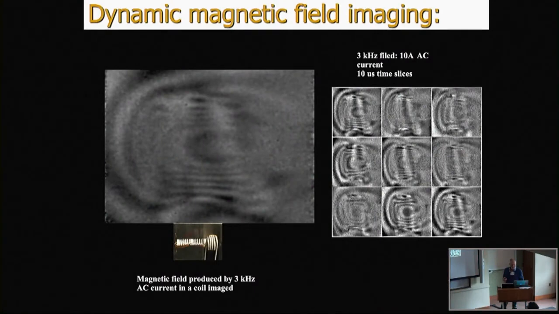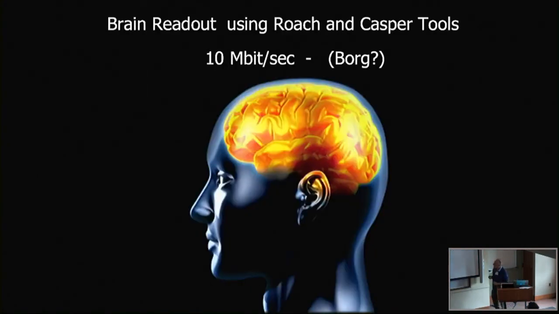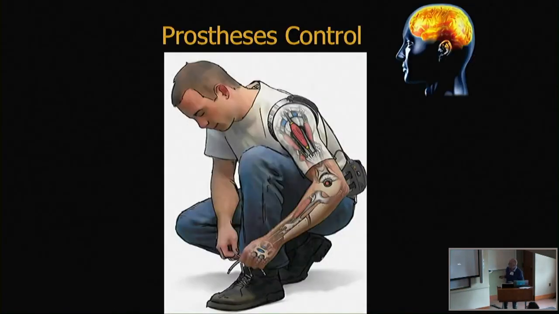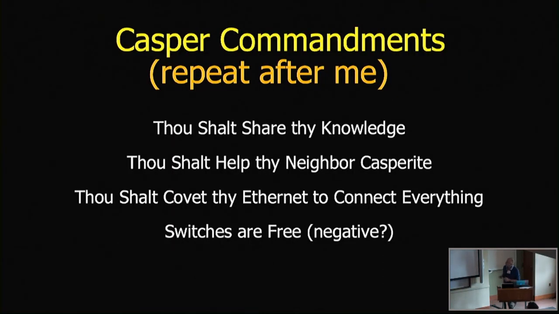We also used it a little bit in medical stuff. We used some CASPER hardware to get data out of a brain. We had electrodes in here. We use undergraduates for this. And we had 256 little electrodes measuring what was going on in your brain, and a radio link and CASPER technology to get the data out. We get about 40 megabits per second out of a guy's brain. And eventually we hope to use it for prosthetic control, where you think and your arm moves, but we're not doing that yet. Okay, so the CASPER commandments.